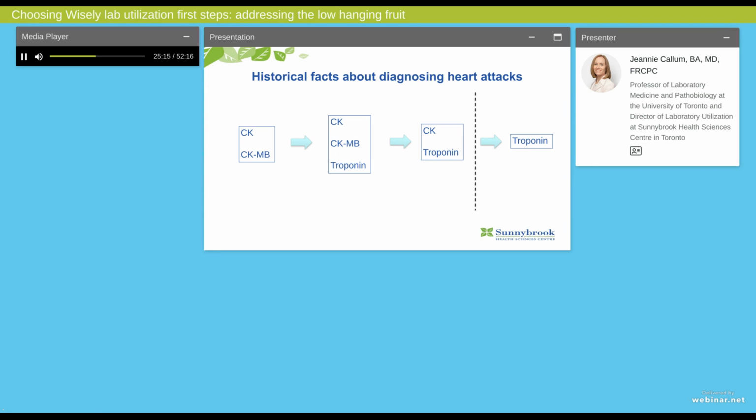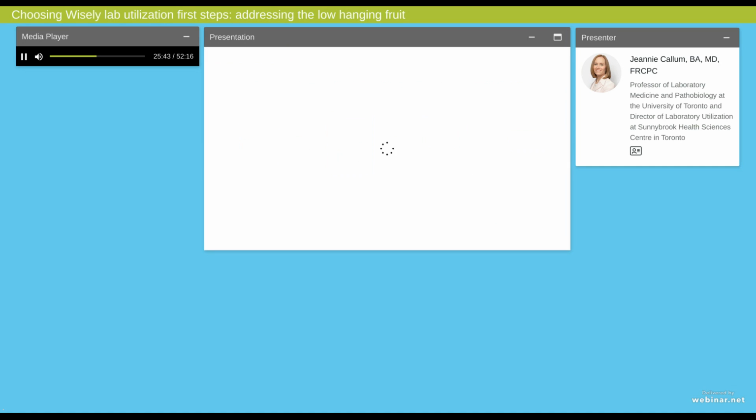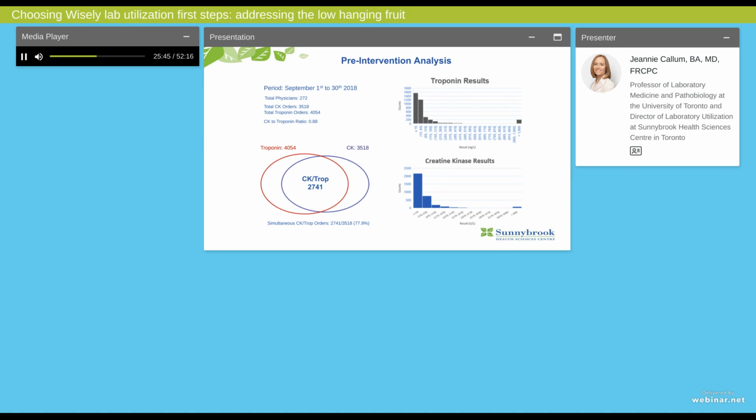So we've gotten to this dotted line at Sunnybrook. Originally, we had done a CK and a CKMB for cardiac injury, and then troponin came along, and we added the troponin without taking the other two away. We eventually were able to just stop offering the CKMB test, but they still kept ordering the CK. But we never went the final distance and went straight to just a troponin only. And so that was our challenge for this quality improvement project.